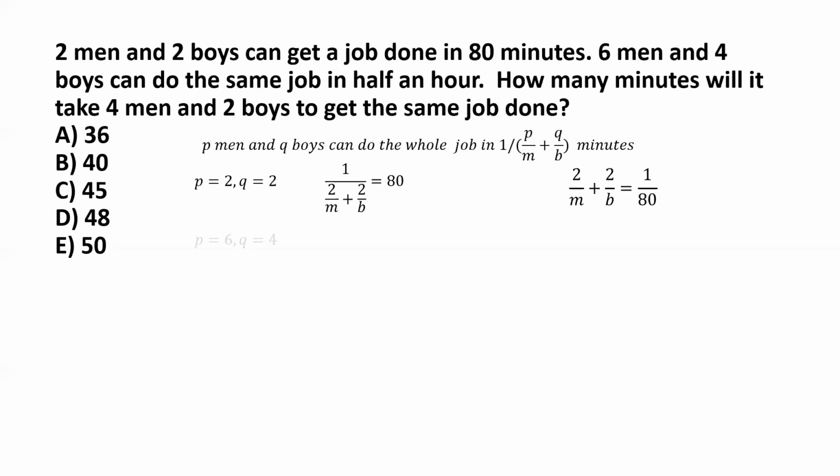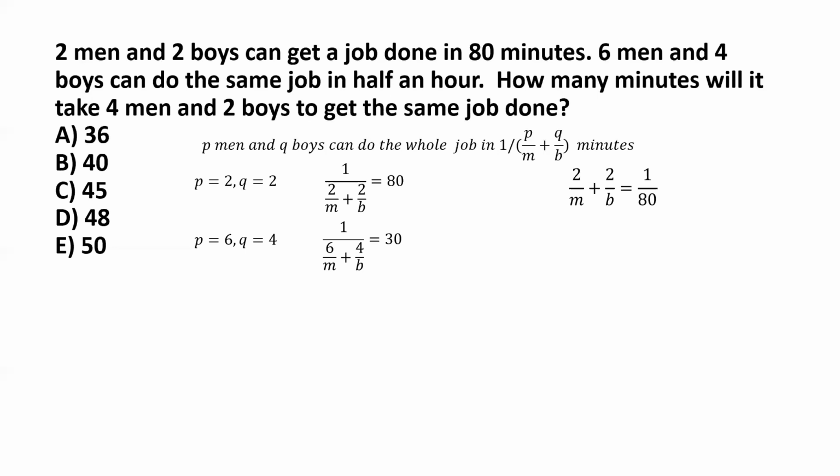Next we consider P equal to 6 and Q equal to 4, in which case the whole job will be accomplished in 1 over, again we do the substitution, P is 6, so we have 6 by m, and Q is 4, so we have 4 by b, so 1 over 6 by m plus 4 by b, and that's given us half an hour, and half an hour in minutes is 30, because we are doing everything in minutes here, so we want to make sure that we have the same consistent unit of time.